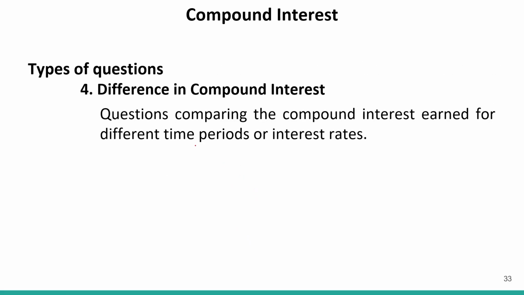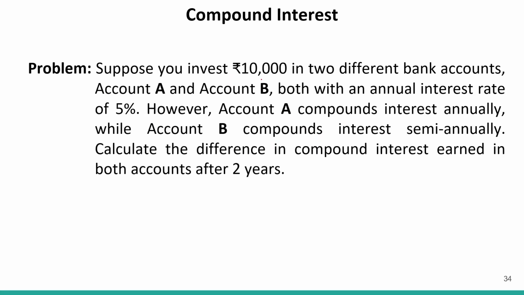So let's see the fourth kind of question, that is difference in compound interest. Questions comparing the compound interest earned for different time periods or interest rates. Suppose we have 10,000 rupees in two different bank accounts, A and B, both with an annual interest rate of 5%. However, account A compounds interest annually and B compounds the interest semi-annually. Calculate the difference in compound interest earned in both accounts after 2 years.